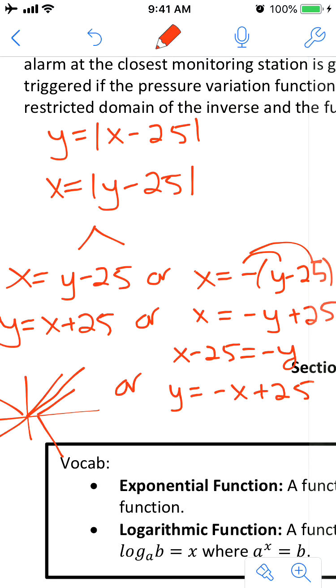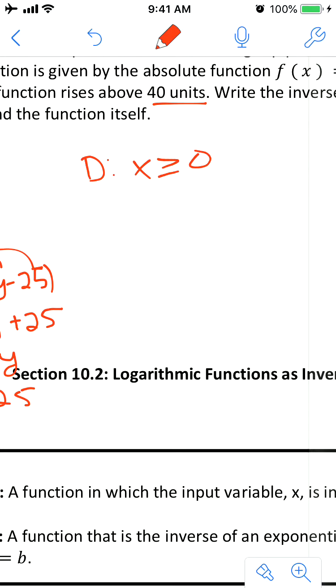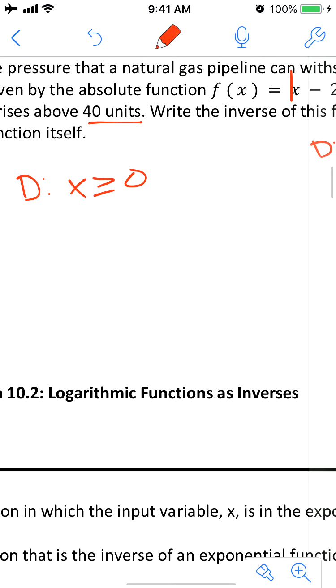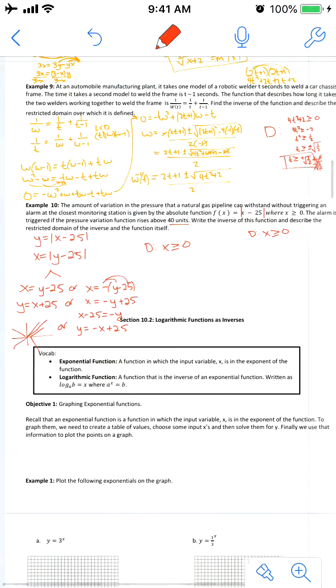But the domain of the function, because we're talking units of gas, you can't take away the gas out of the air, right? I mean, you could, but it's not going to be negative, right? You're not going to have negative particles of gas in the air. So the domain for both has to be x greater than 0. All right, that is inverses.